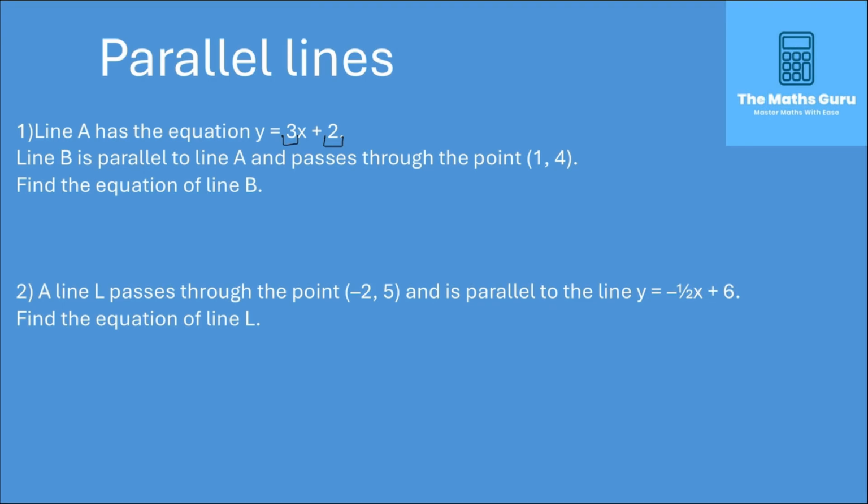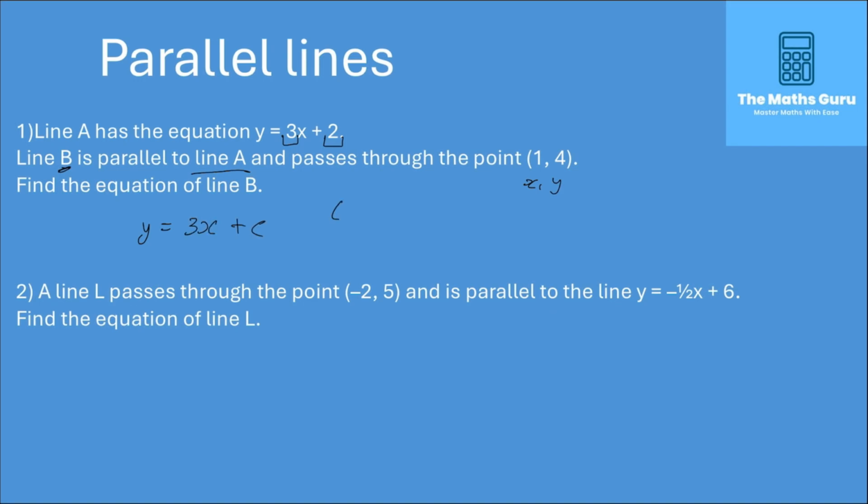So line A has the equation y equals 3x plus 2. Line B is parallel to line A and passes through the point 1, 4. We can label this x and y. Find the equation of line B. We know that it's parallel to line A, meaning the general form for this is going to be y equals 3x plus c, which has a gradient of 3.